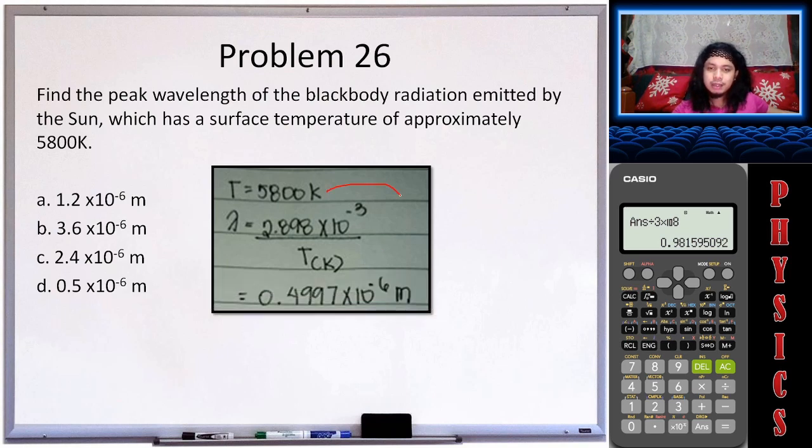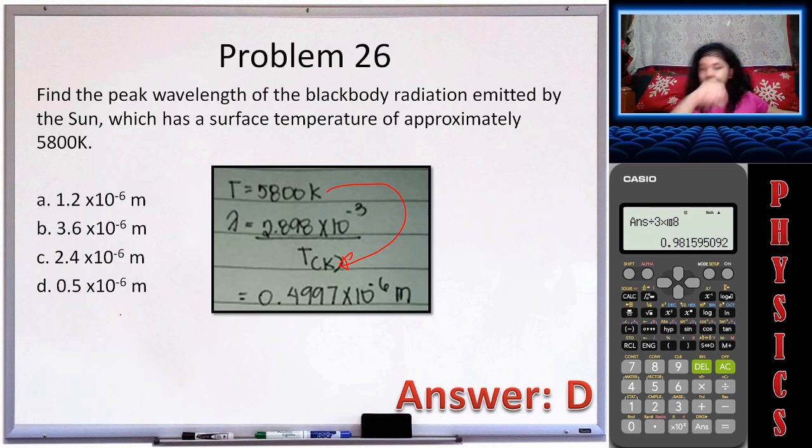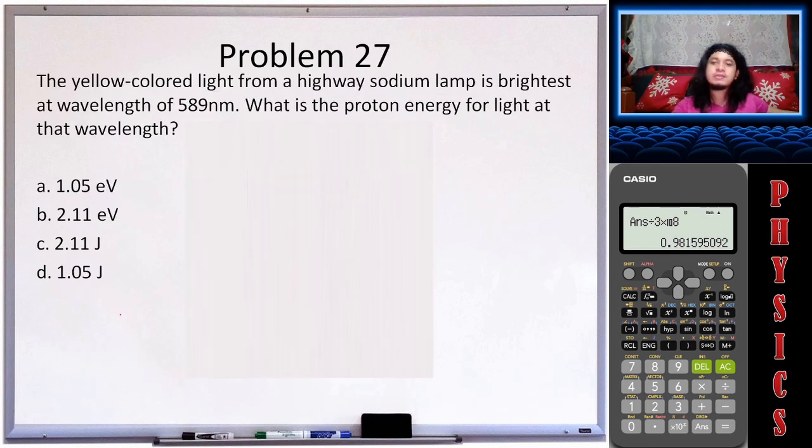Ipasok natin yan. And the answer is 0.4997 times 10 to the negative 6 meters. Alin dyan, sir? 0.4997, this is 0.5. Letter D. Okay na tayo dyan? Let's proceed to 27.